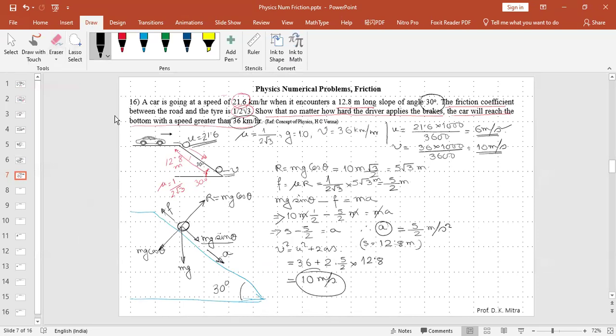That means V is equal to 10 meter per second, which is equivalent to, as we have already calculated, 36 kilometer an hour. That means if the car applies the hard brake, then also it will come down with a final velocity of 36 kilometer an hour. So we complete it here. Next day, we shall see more examples.